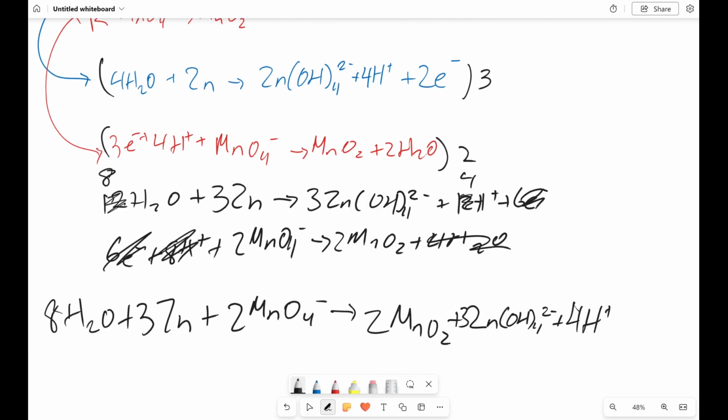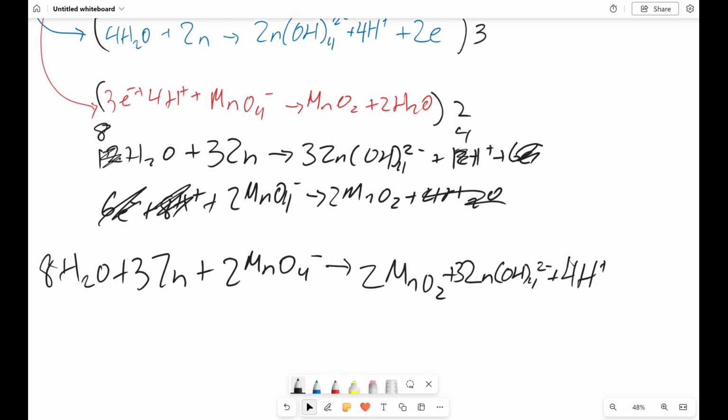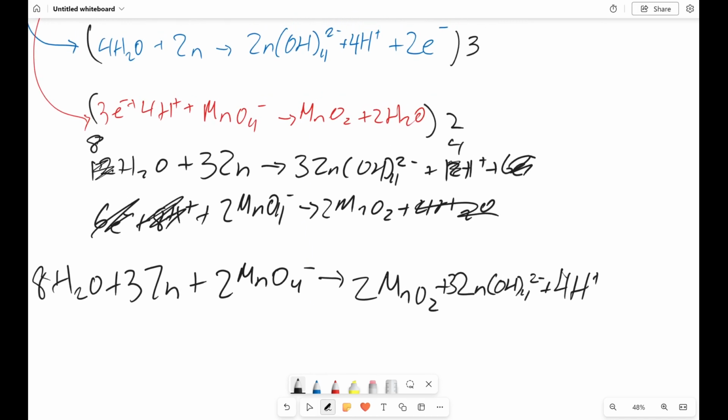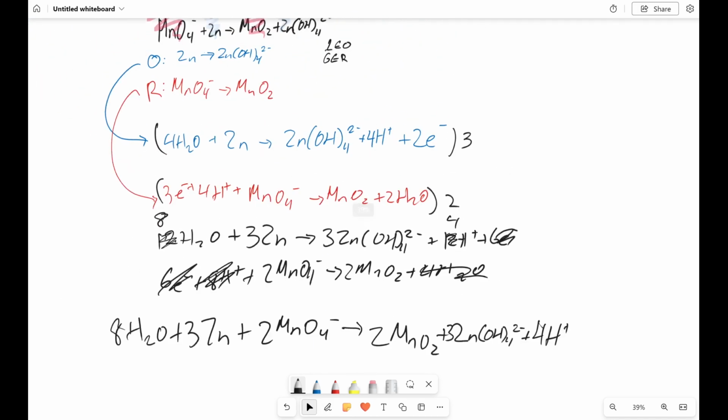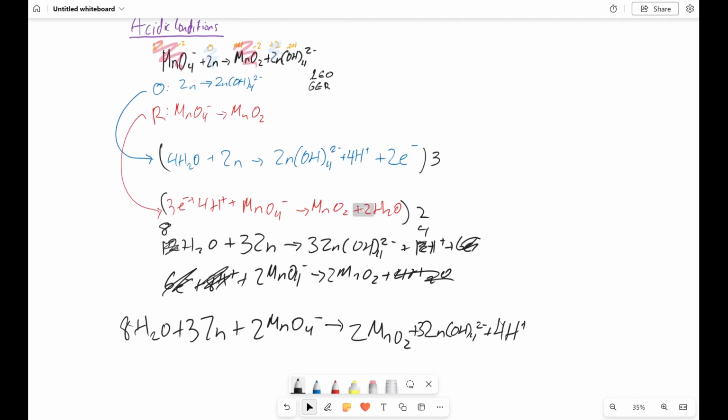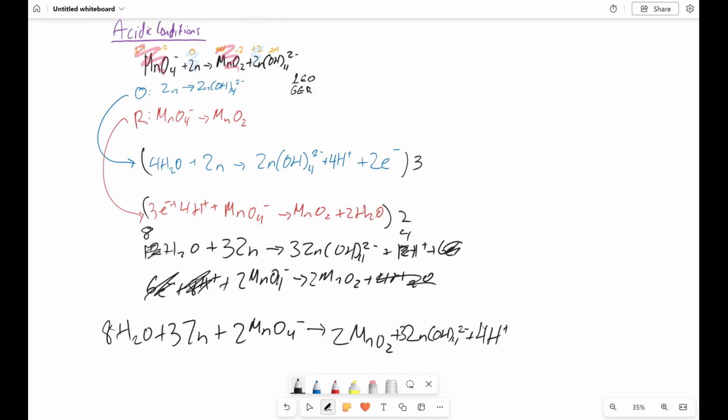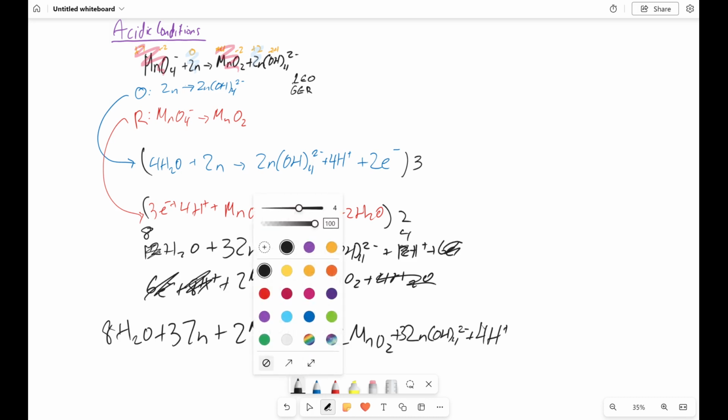And let's move on now to basic conditions, right? Acidic conditions was not that bad. It was really easy, actually pretty simple, I'd say. I guess the hardest part would be remembering to add the waters and hydrogens, but it should be fine. Now let's move on. I want to use a different color. I don't want to use orange. Oh, I have green. Okay.